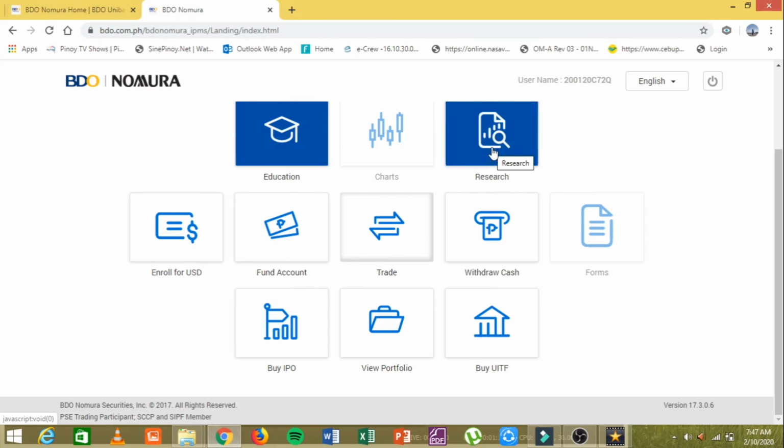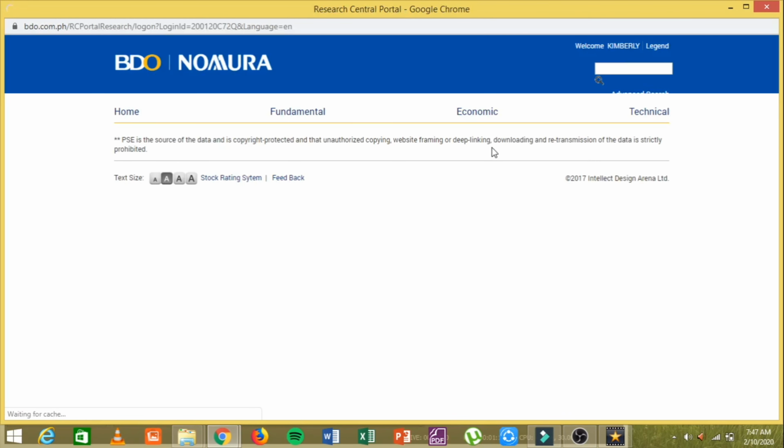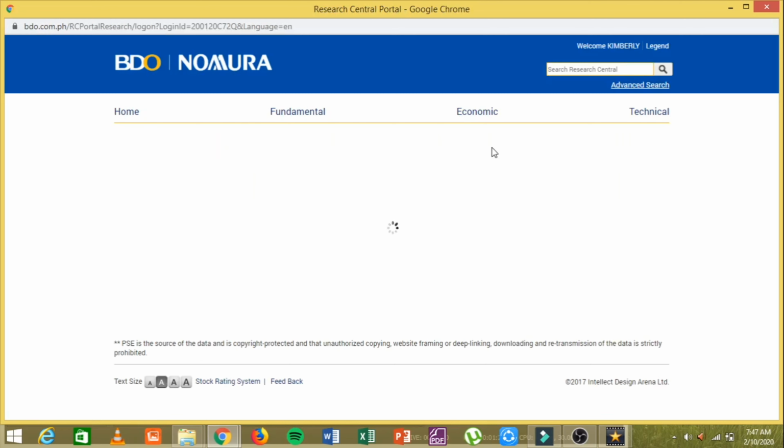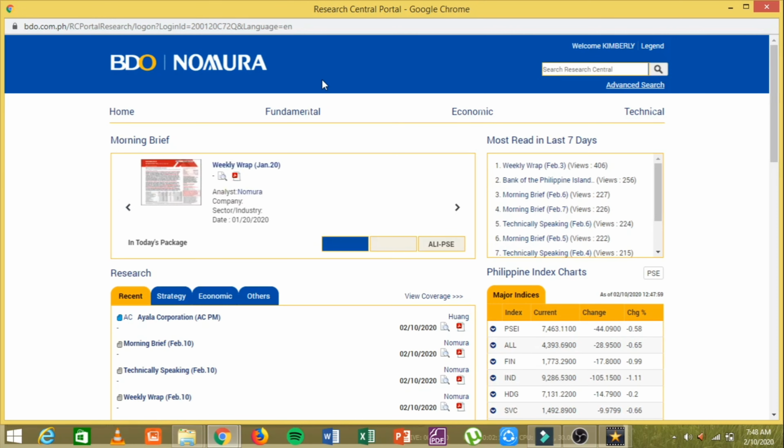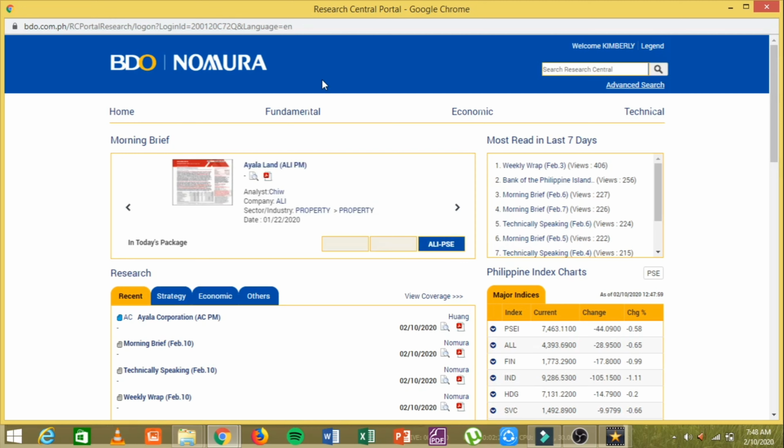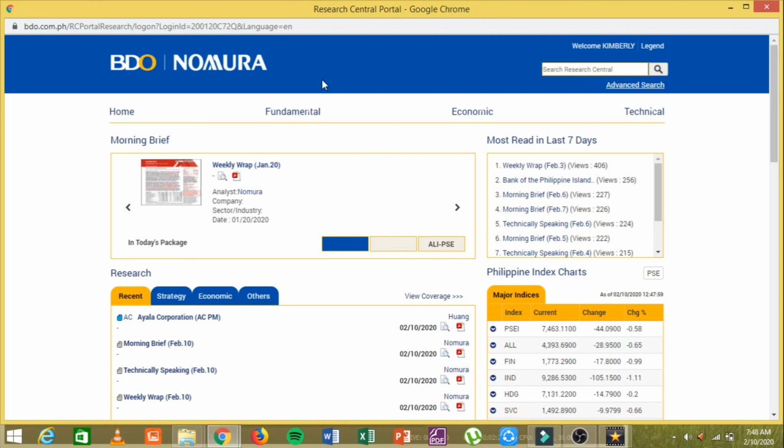Next is research. Okay. All right. Research serves as NOMURA's research, or its ability to make investment judgments and recommendations on core themes based on exchanges of opinions among sector specialists.